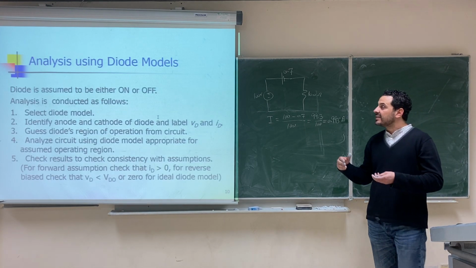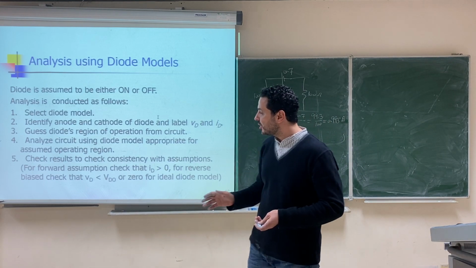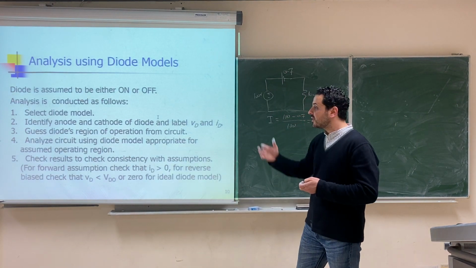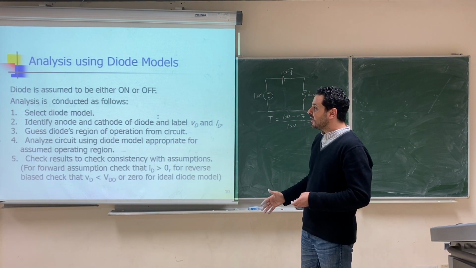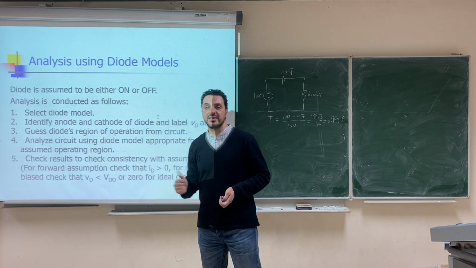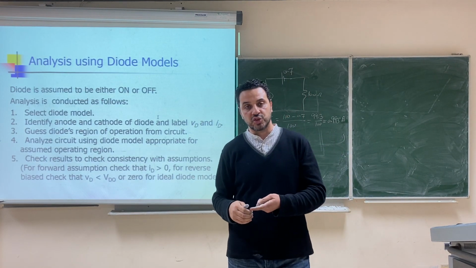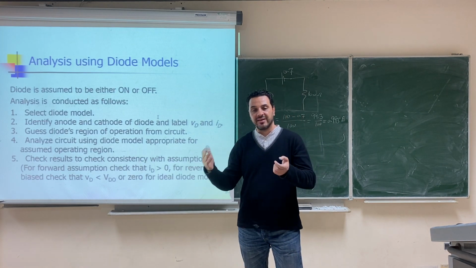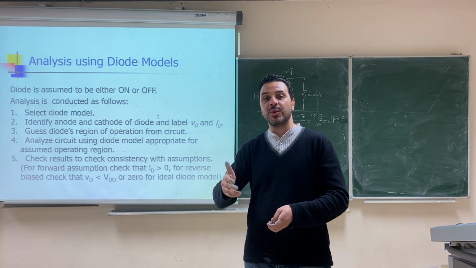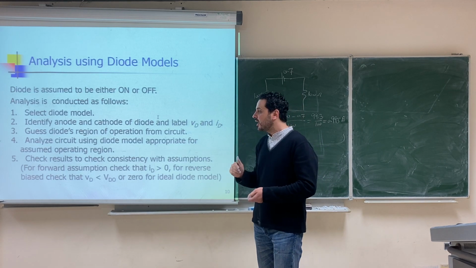Now let's discuss the steps that we are going to follow to analyze any diode circuit. So far we talked about the models. How are we going to use the models in order to solve the diode circuits? This slide summarizes the steps. First, you have to select the diode model. Which model are you going to use? Ideal, or the constant voltage drop, or piecewise linear? And usually in the quizzes, exams, or in our course, I'm going to tell you which model to use for each diode.